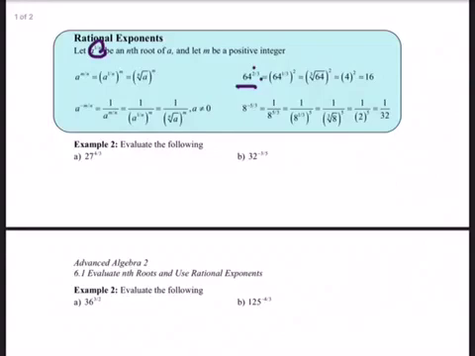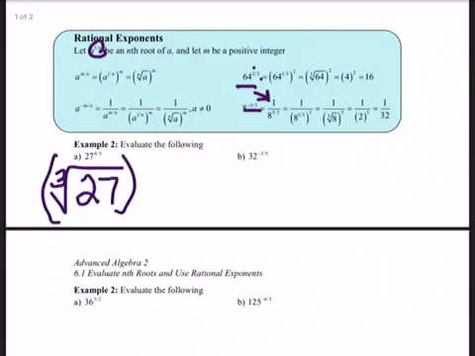If the exponent is negative, you have to remember that means not that the answer is negative, but that we take the reciprocal and move it to the denominator. So for instance, if I want to evaluate 27 to the 4/3 power, I see that the 3 is in the denominator, so that means my root is the cube root, and I'm going to put the 27 underneath there. That means take the cube root of 27 and then raise it to the 4th power.